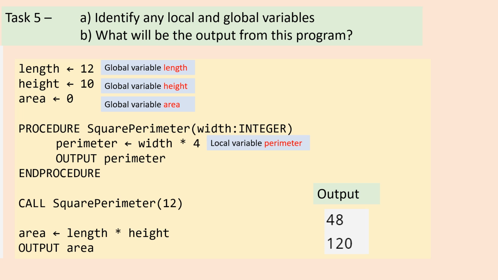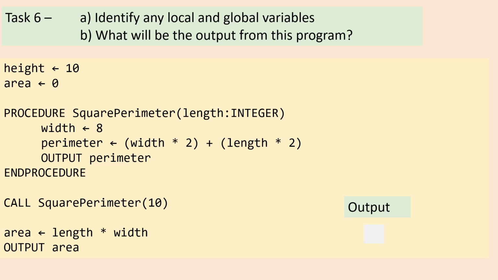Length is 12, height is 10. 12 times 10 is 120. So we can output area. Awesome. Right, now we have task 6. Same again. Pause the video, have a go, and then we'll press play and we'll work through the solution together.